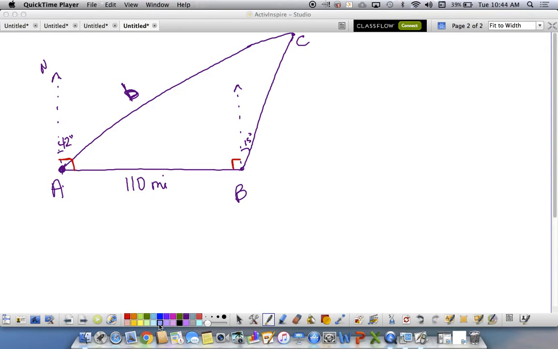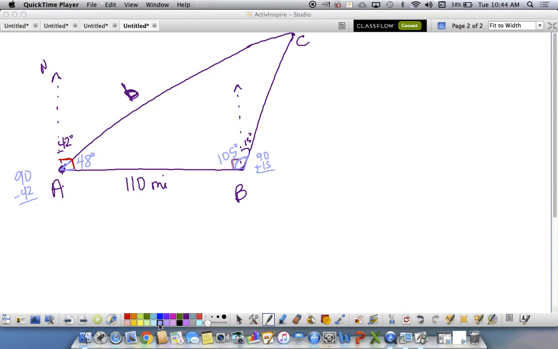Let's use a different color. So here, to find this angle, what am I going to do? 90 minus 42, and I believe you get 48 degrees. Okay? What about this whole angle over here? Here I have 90 and then plus 15 more, because it's an obtuse angle. So what's 90 plus 15? I get 105 degrees. Okay?